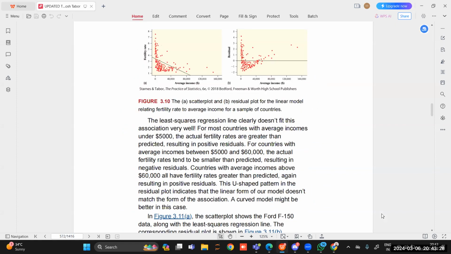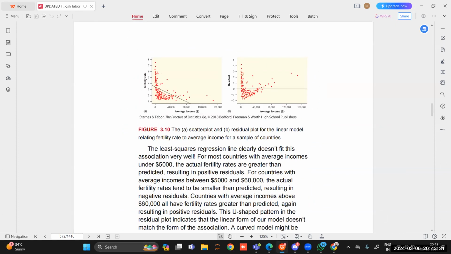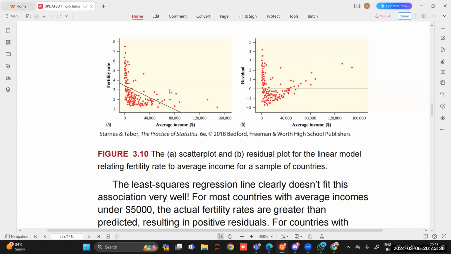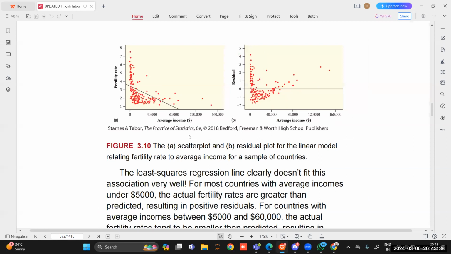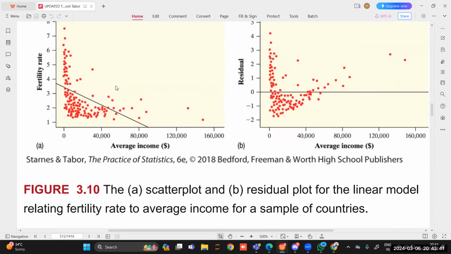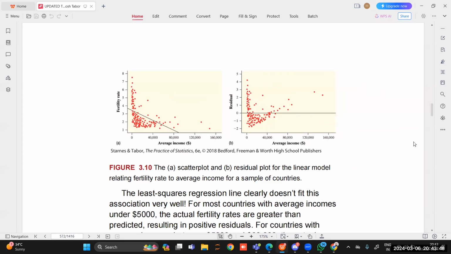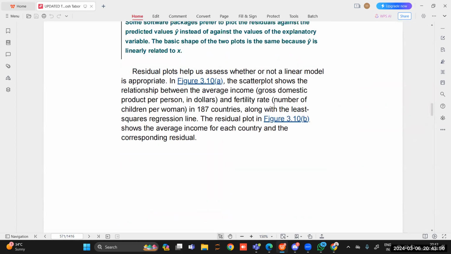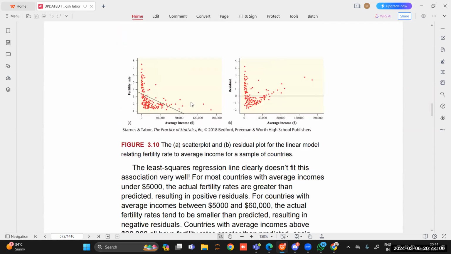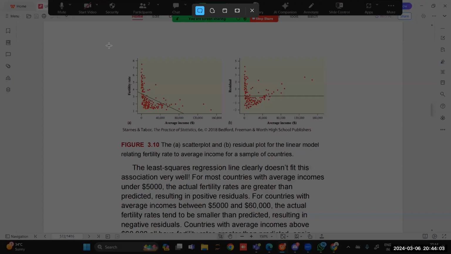See, the least squares regression line clearly doesn't fit the association very well. Here is average income, here the fertility rate, and here the residuals. Residual plot helps us assess whether or not a linear model is appropriate. The scatter plot shows the relationship between average income and fertility rate. So we'll take this one on our board.